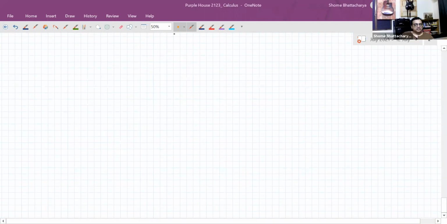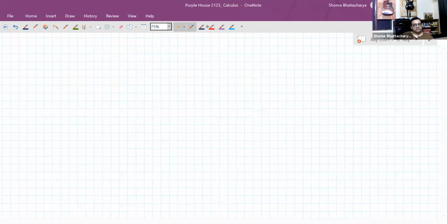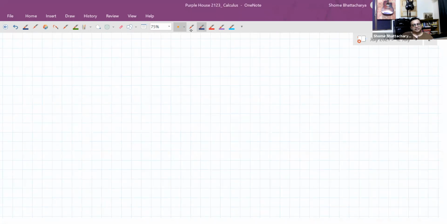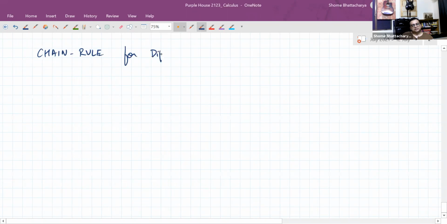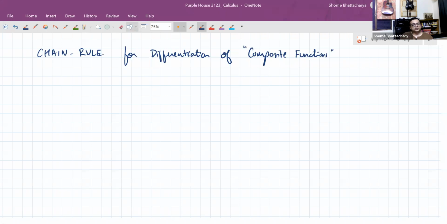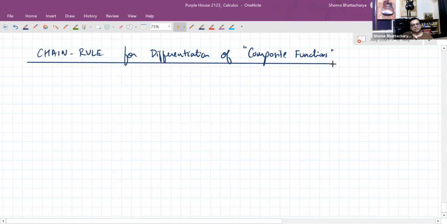Okay, so these are the properties, including the advanced properties. Now, the final thing in differentiation we'll see is chain rule for what is called differentiation of composite functions. So first we'll understand what is a composite function. Then we will learn how to apply chain rule to find the differentiation of such a function.